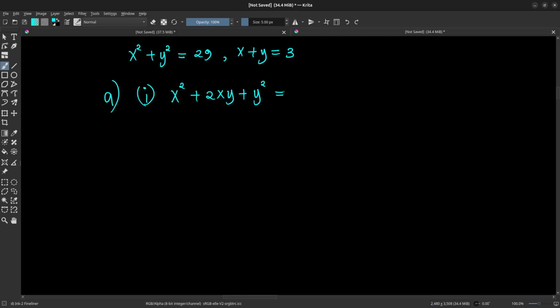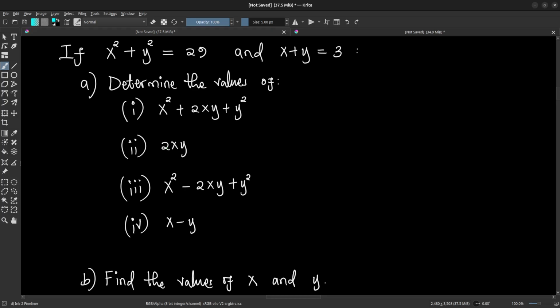But this expression is the same as doing x plus y and then squared, right? So x plus y is 3. We were given that. So this is the same as doing 3 squared, and this is 9. So that's the answer to x squared plus 2xy plus y squared.